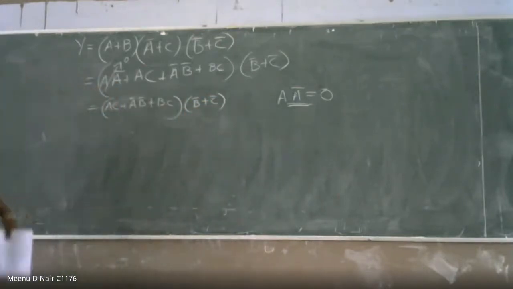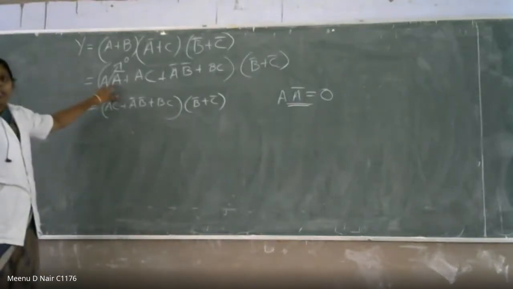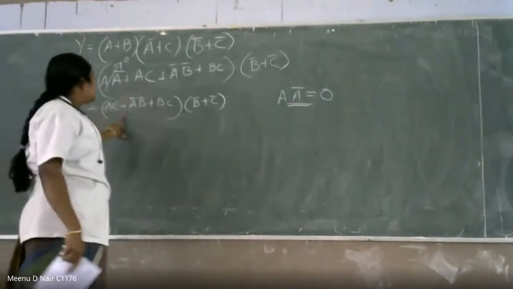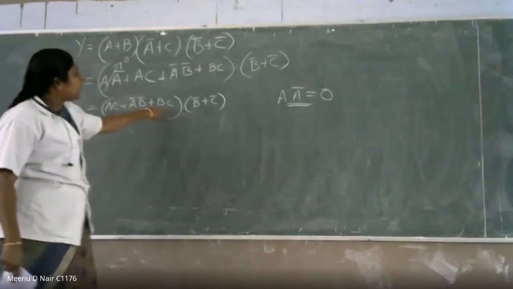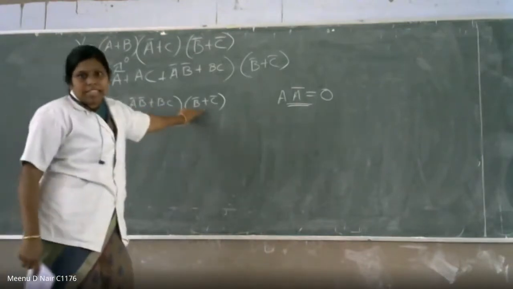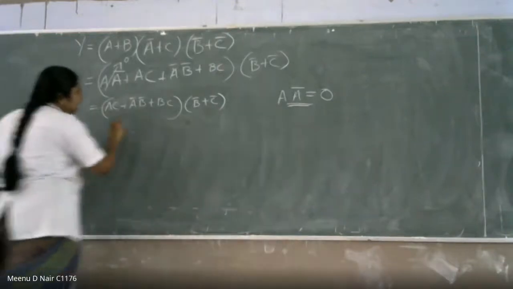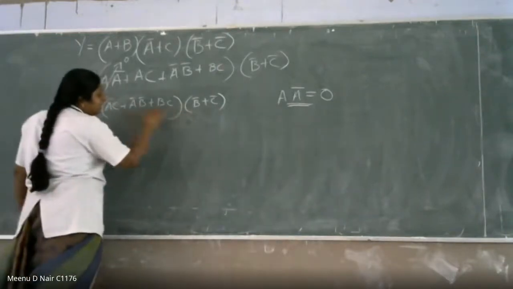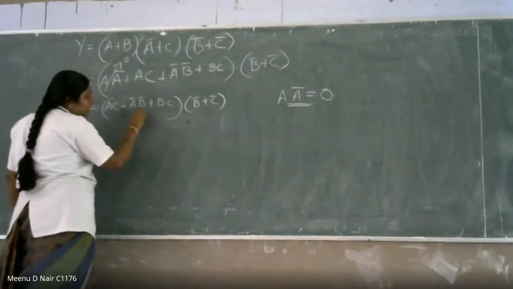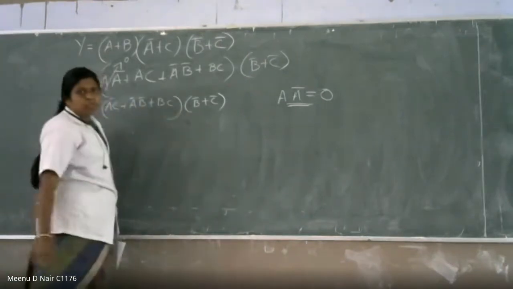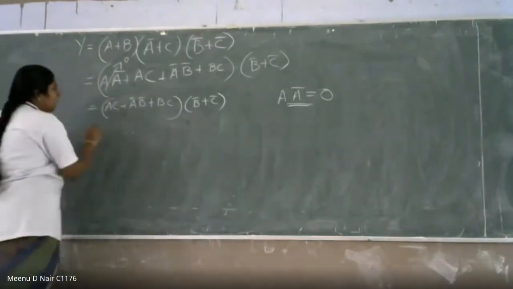The term will be like A into A bar is equal to 0. So the term will be A C plus A bar B plus B C into (B bar plus C bar). Then what you have to do? Again, you have to multiply with these two. This is your function 1, this is your second function. So you have to multiply both. What will the answer be?